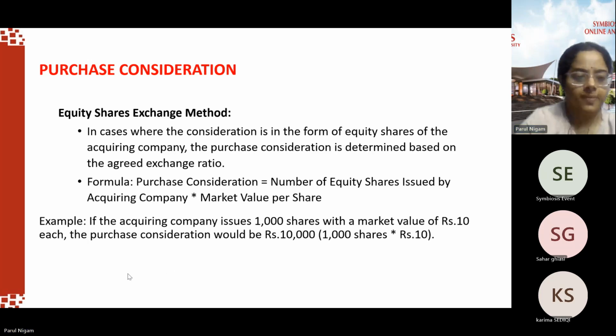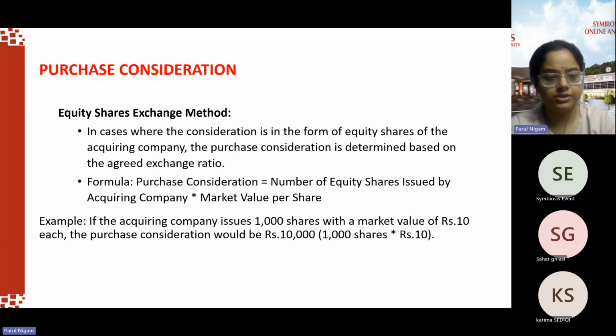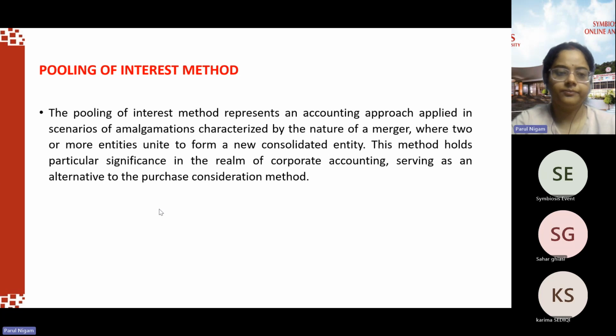Okay. Then the equity shares exchange method. In cases where the consideration is in the form of equity shares of the acquiring company, the purchase consideration is determined based on the agreed exchange ratio. So we have purchase consideration, which is equal to the number of equity shares issued by the acquiring company into the market value per share. So if the acquiring company issues 1000 shares with a market value of 10, the purchase consideration would be 10,000. That is 1000 shares into 10 rupees. Fine. Then the next is your pooling of interest method.